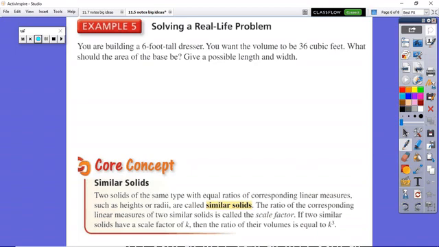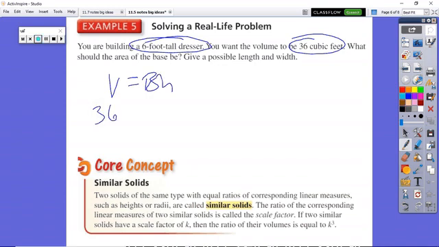Moving along, example 5. Same concept here. You're building a 6-foot tall dresser. You want the volume to be 36. What should the area of the base be? So we know the height, 6 foot tall. So volume equals big B times H, so 36 equals big B times 6. Divide both sides by 6, and the area of my base should be 6.